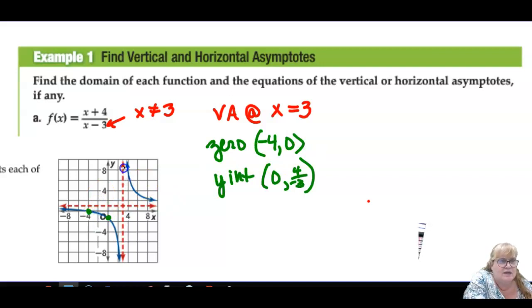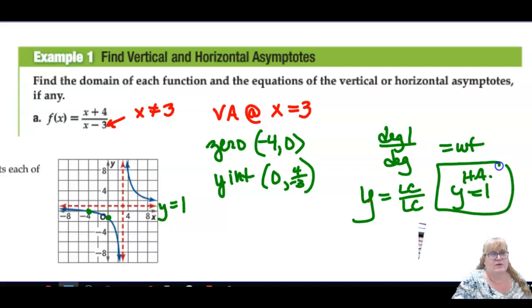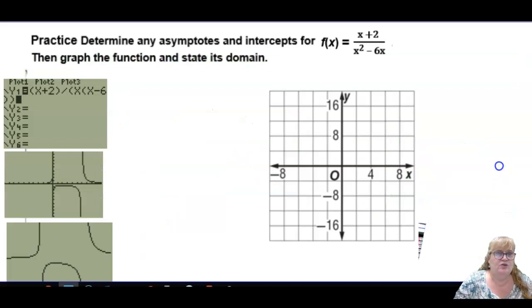It has a horizontal asymptote. It is degree 1 over degree 1, so it's equal weight. So it's y equals leading coefficient over leading coefficient, and both these leading coefficients are 1. So y equals 1 is where this horizontal asymptote wound up. Okay, so that was an extra example. You have this one.